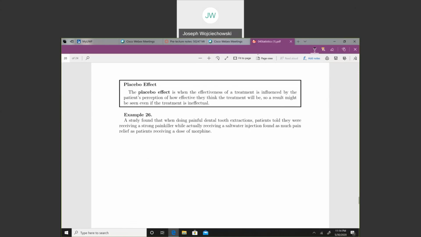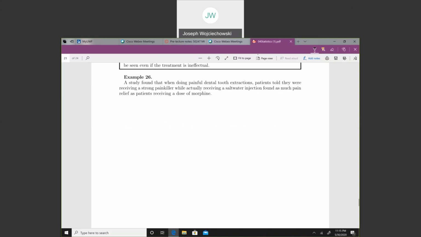Okay, and you've probably heard of this next thing. The placebo effect is when the effectiveness of a treatment is influenced by the patient's perception of how effective they think the treatment will be. The result might be seen even if the treatment is ineffectual. A study found that when doing painful dental teeth extractions, patients told they were receiving a strong painkiller while actually receiving a saltwater injection found as much pain relief as patients receiving a dose of morphine. That just shows you how strong the human brain is.